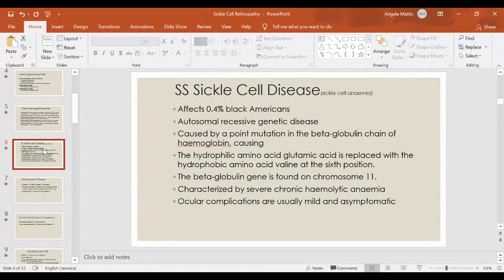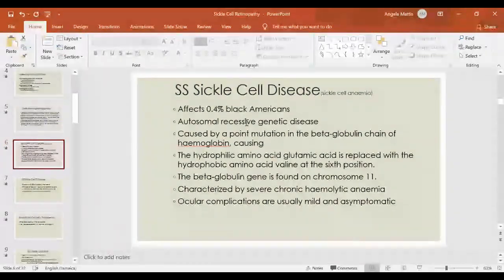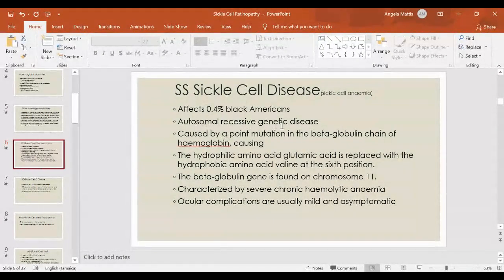Now, just to go on about our sickle cell disease, a reminder of sickle cell anemia. It affects about 0.4% of Black Americans, and it is an autosomal recessive condition. And as I mentioned before, it's a point mutation. And here we are just repeating what we just said. Okay, so valine replaces glutamic acid. And I even give you some more information. Chromosome 11 is where you have the beta globin gene.